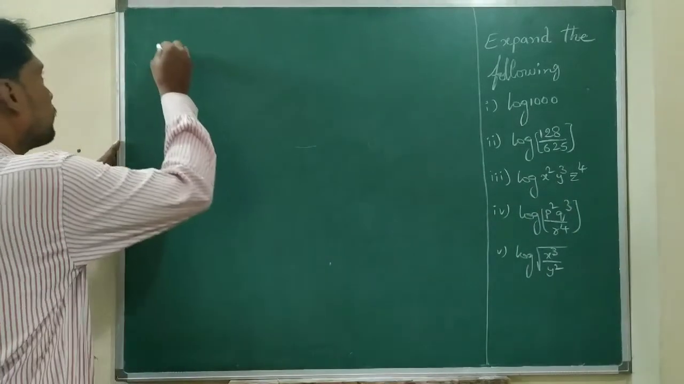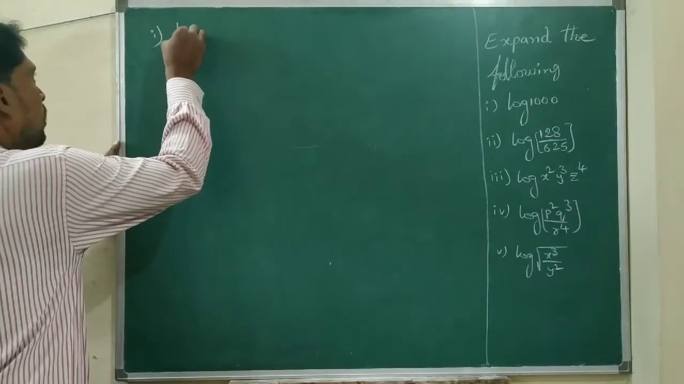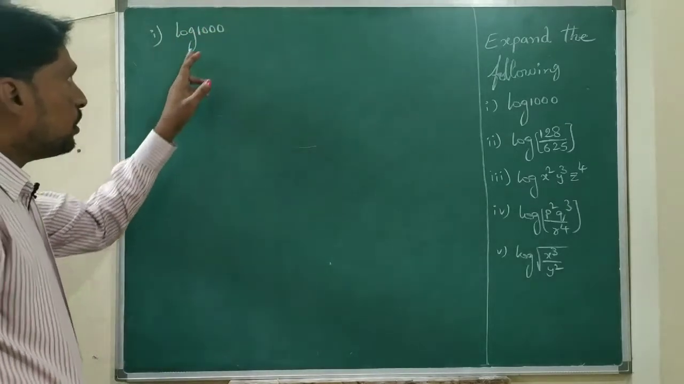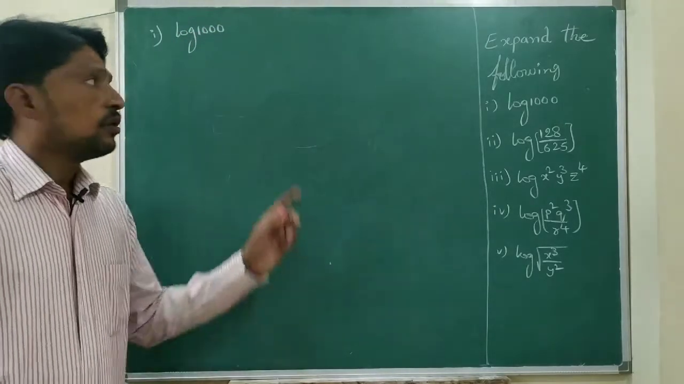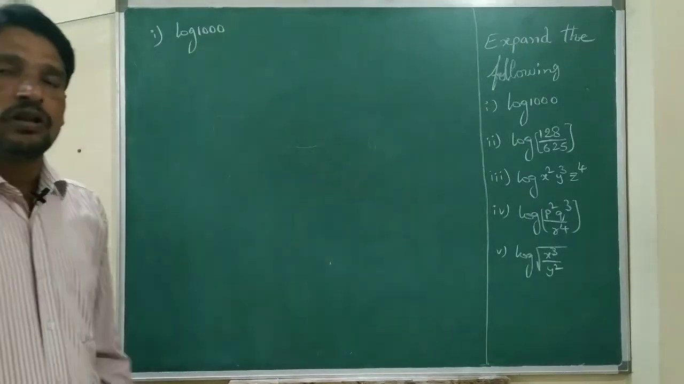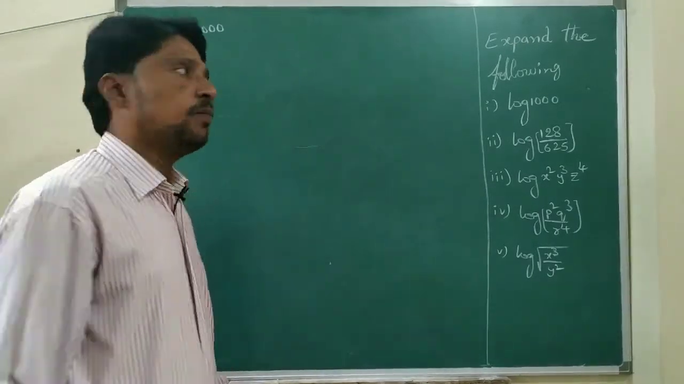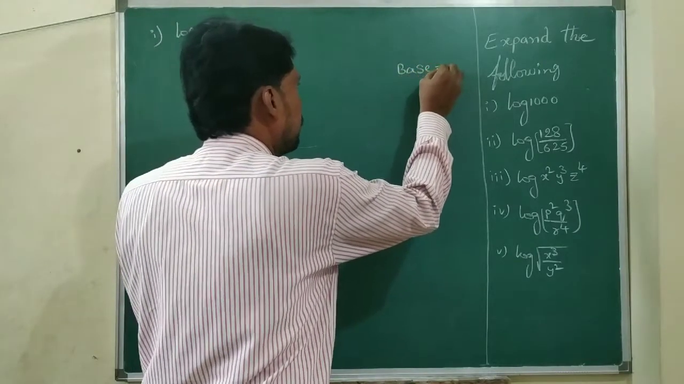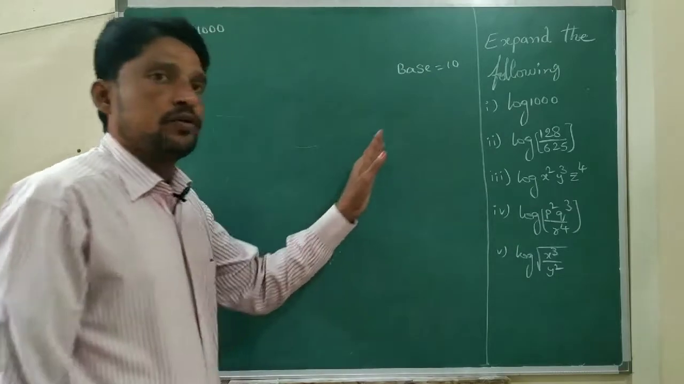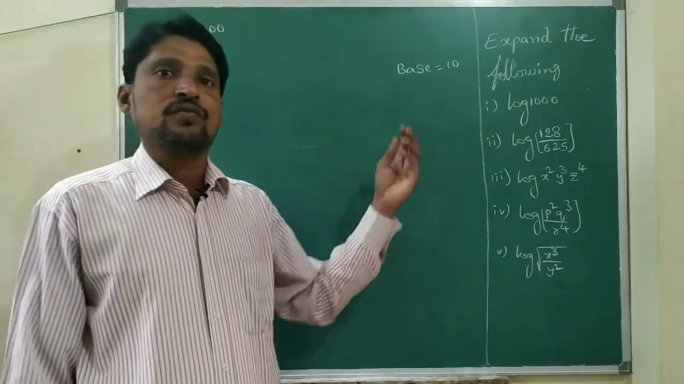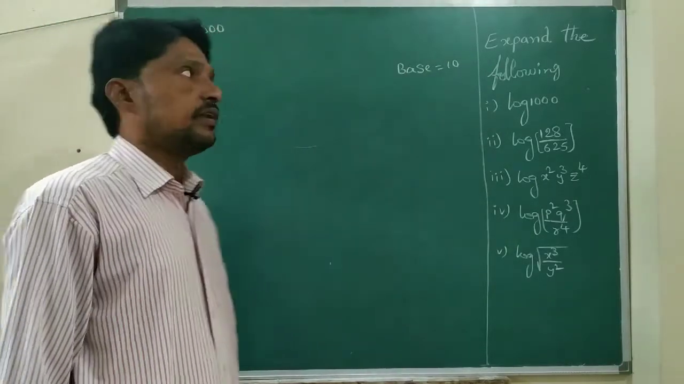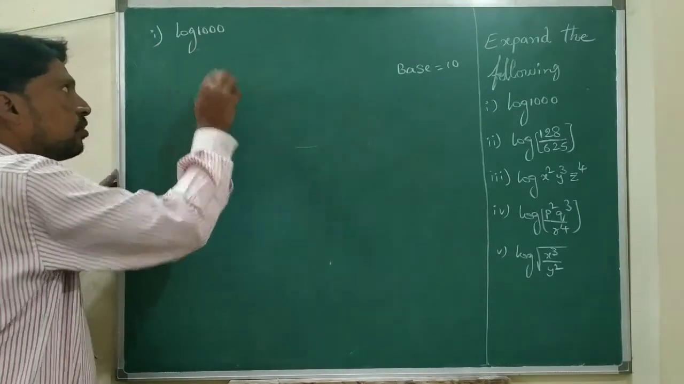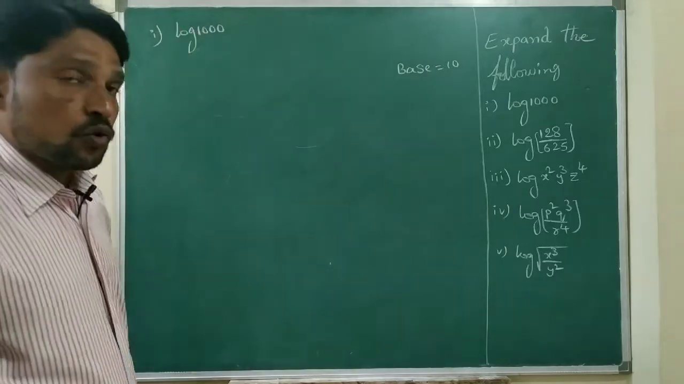First one is log 1000. Here the base is invisible, and an invisible base means we need to take the base as 10. So here we are taking base 10, that is, log 1000 to the base 10.